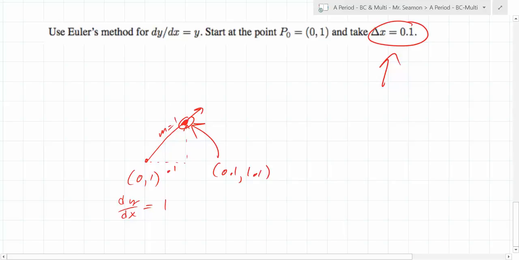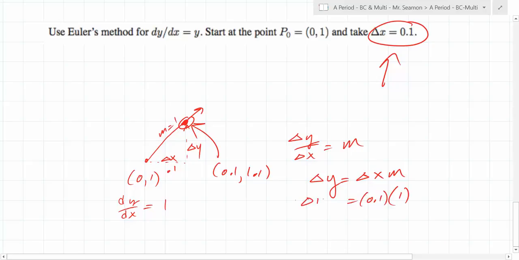We're at that new point because... Why isn't it just 1? Because we went over 0.1 and the slope is 1. So look, I'll show you why. This is delta x, correct? And this is delta y. We know that delta y over delta x is equal to what? The slope, right? So what is delta y going to be equal to? Delta x times m, right? What is delta x in this case? 0.1. And what's m in this case? 1. So we know that delta y is what? 0.1, right? But what was the y value to begin with?